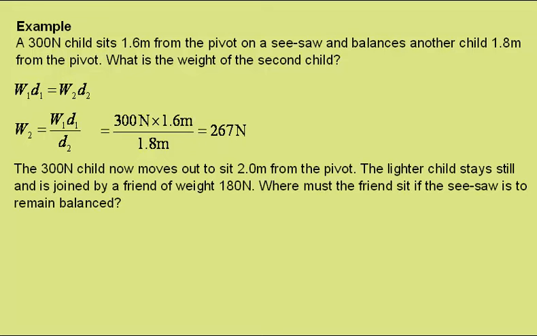The 300 newton child now moves out to sit 2 meters from the pivot. The lighter child stays still and is joined by a friend of weight 180 newtons. Where must the friend sit if the seesaw is to remain balanced?